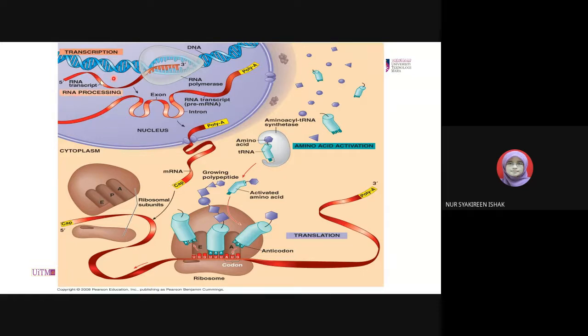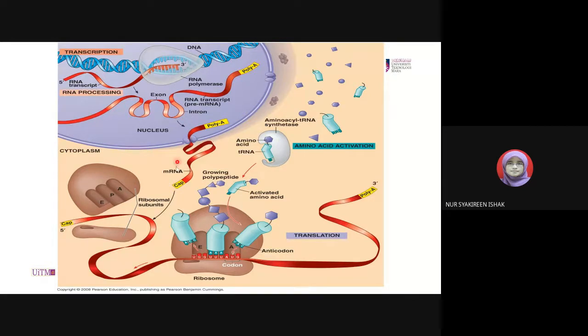RNA processing involves two major processes. One, the addition of both ends, which is the 5 prime cap and also the poly A tail. And removing the non-coding sequence and joining all the coding sequence. Non-coding, we call it as what? Intron, right? Coding is exon. So you join together all the exons and remove the introns.